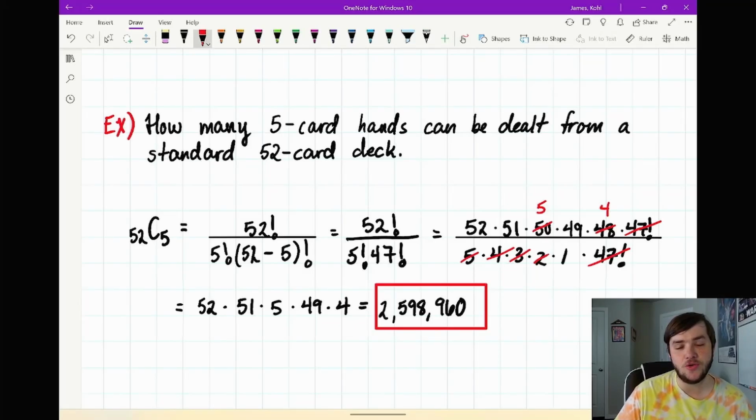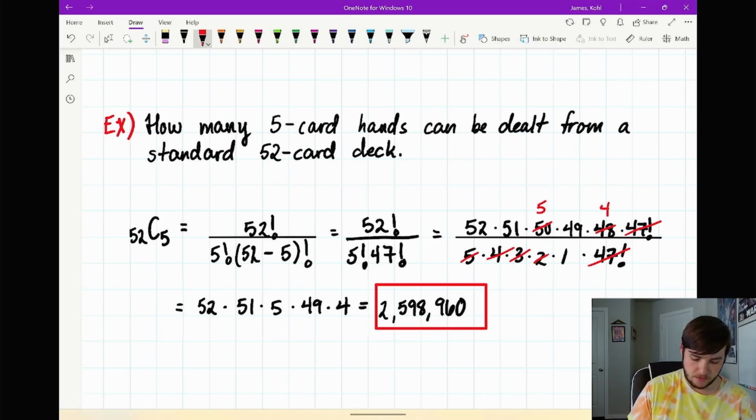I found that there are 2.5 million ways to deal a standard 5-card hand out of a 52-card deck. Here's how I got that answer. I want to show you a quick simplification trick that I use with these problems, because writing out all 52, 51, 50, 49, 48, 47, 46, 45, and so on gets really exhausting. When I already know once I hit 47, I've just got 47, 46, 45, 44, 43, and so on left, or I've got a 47 factorial left.